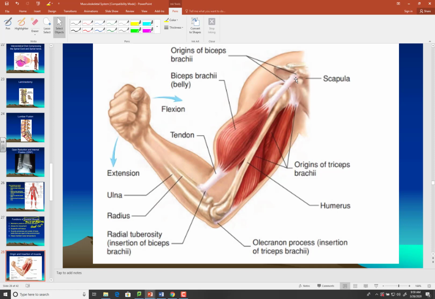So when you contract your bicep, your scapula doesn't move. Your radius moves. The lower part of your arm moves. So the insertion of a muscle is the part of the muscle that causes that bone to move. And the origin is where the muscle's connected to the bone, but that bone does not move.